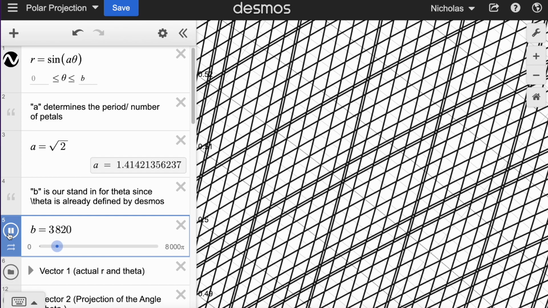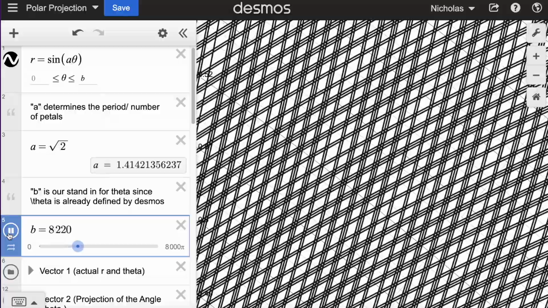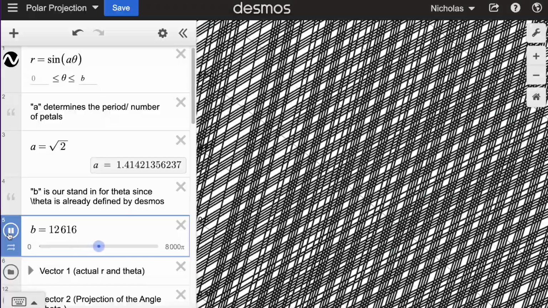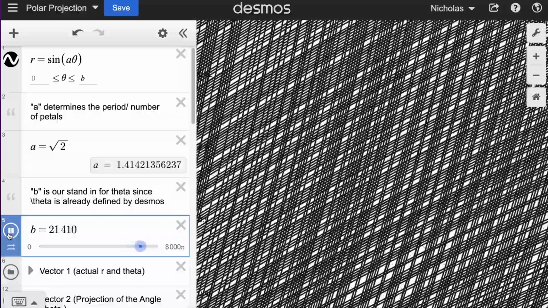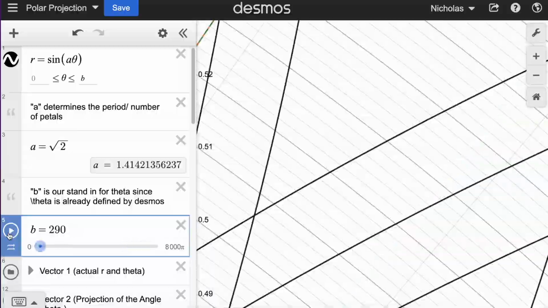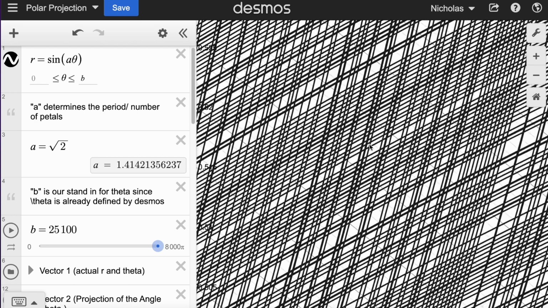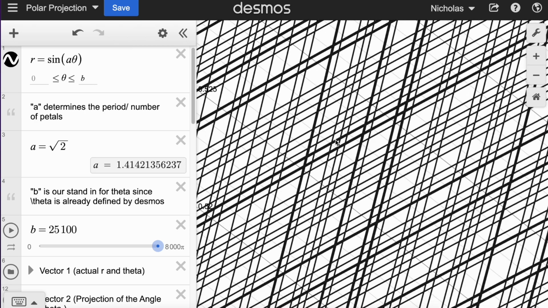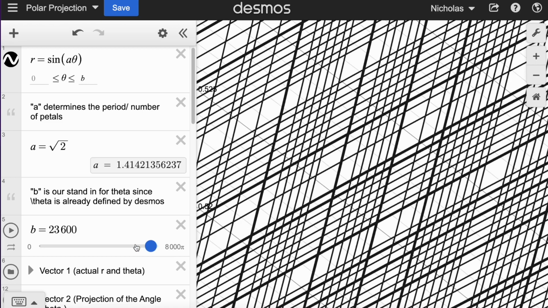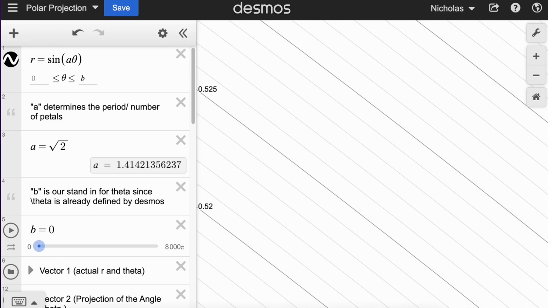I press play, and it's like, zoop, look at this, filling in, filling in, filling in. And it's getting kind of trippy. I mean, at some point, Desmos loses the ability to actually handle graphing this stuff. But if you kind of zoom in here, you can see that this isn't really ever going to match up. And that's because this is an irrational number.